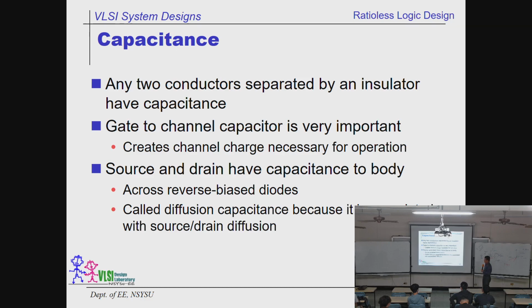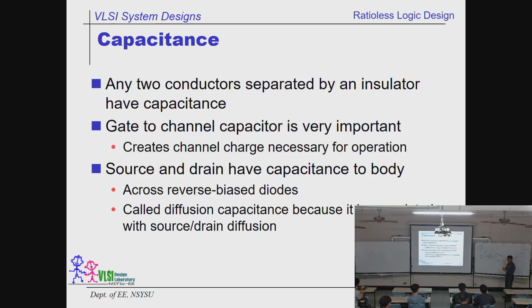So the capacitance shows up whenever we have any 2 conductors separated by an insulator, and that's where the capacitor is. Gate to channel is very important. That's here. This capacitor creates channel charges, and these charges are used to do calculations and the data movement. This is important. But besides that, source and drain here.